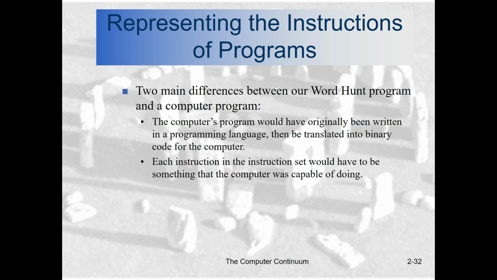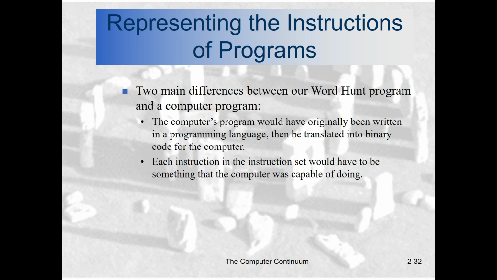The difference between our word hunt program and a computer program. So we were just talking about a general analogy of how the word hunt program works. Now, how does a computer program work in the real world? There are two main differences. The computer programs would have originally been written in a programming language that would then be translated into binary numbers. Computer programs would be translated into binary code numbers.